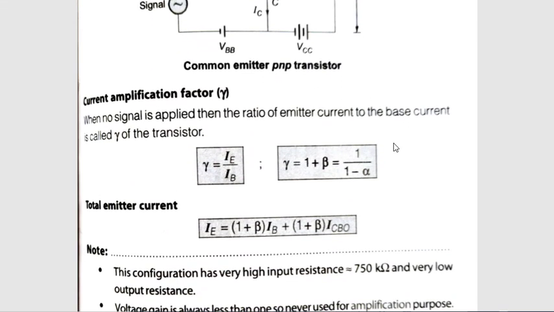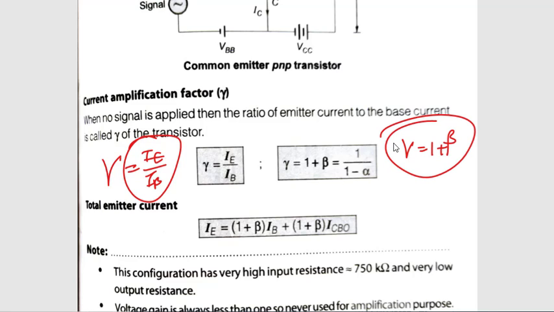Now next is common collector configuration. In this, the current gain is given as gamma. Here gamma is equal to IE, the emitter current, upon IB, the base current. If you want to represent gamma in terms of beta, then gamma is equal to 1 plus beta. Remember. Or it is equal to 1 upon 1 minus alpha also.